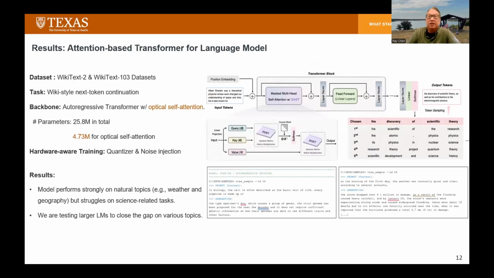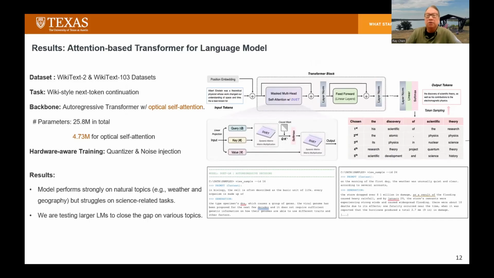Now we can push the same hardware idea beyond vision into language models. We train an autoregressive transformer on Wikitext-2 and Wikitext-103 for a next-token prediction task. The key difference is that we map the self-attention computation onto our optical engine. So query, key, and value matrices are still produced by digital layers, but the heavy matrix multiplications inside attention are handled by the optical blocks, as shown here.